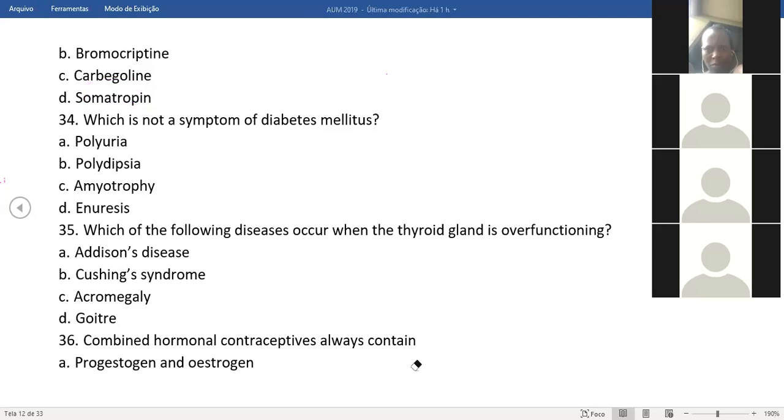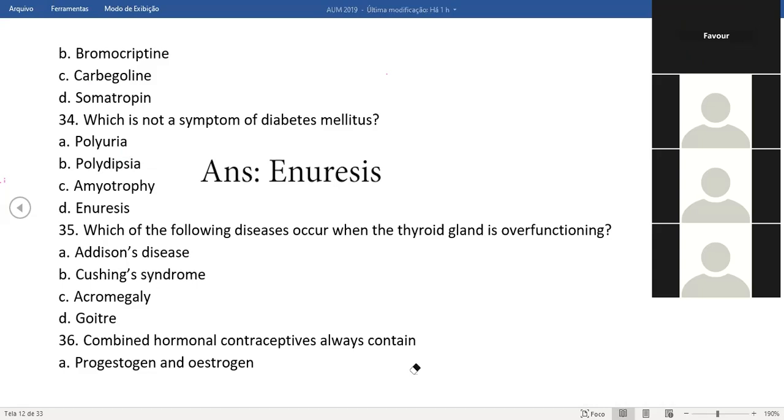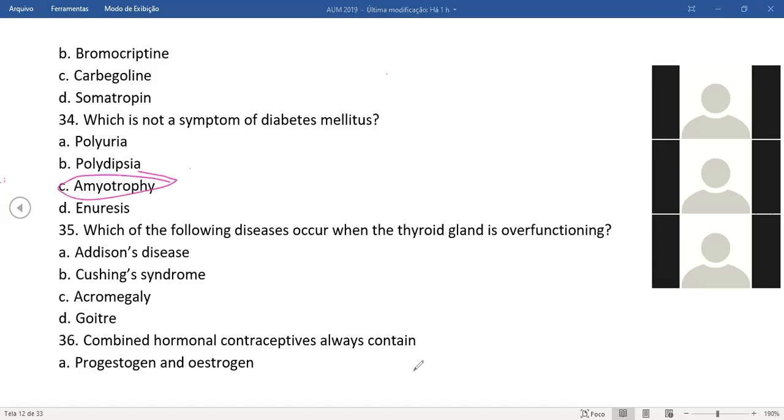Which is not a symptom of diabetes mellitus? A, porphyria, B, polydipsia, C, amyotrophy, D, enuresis. Which of the following diseases occur when the thyroid gland is overfunctioning? Goiter. Yeah, good. Goiter has to do with the thyroid gland.